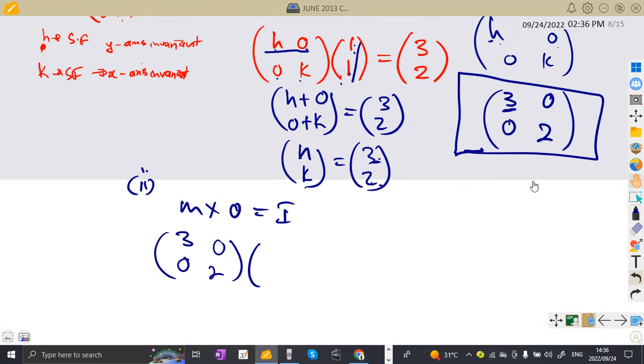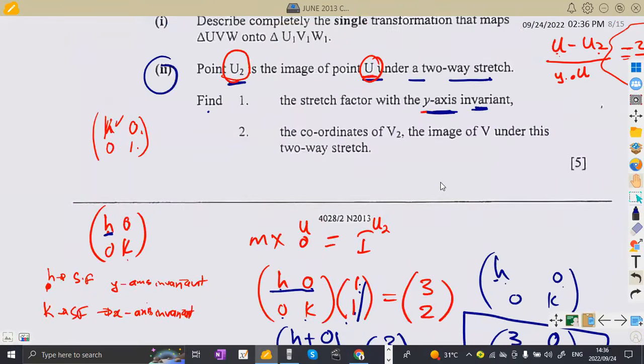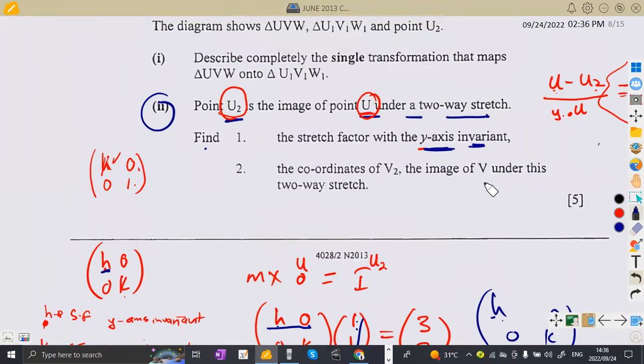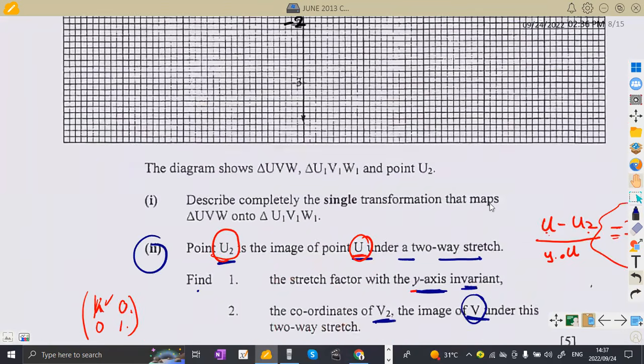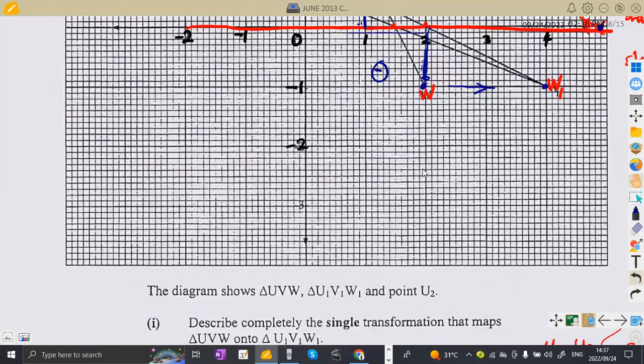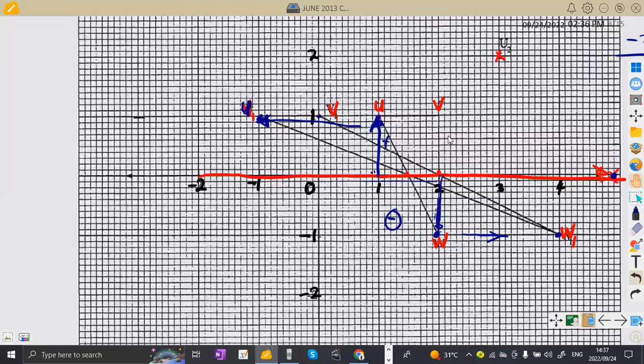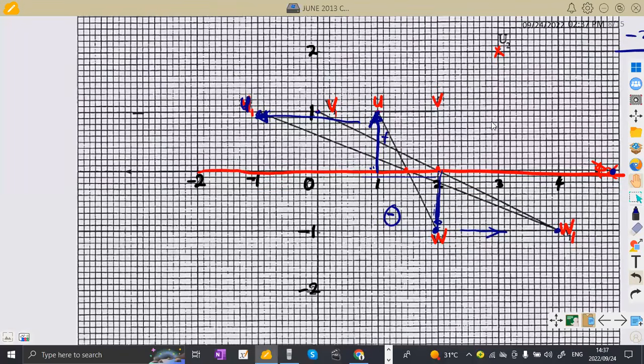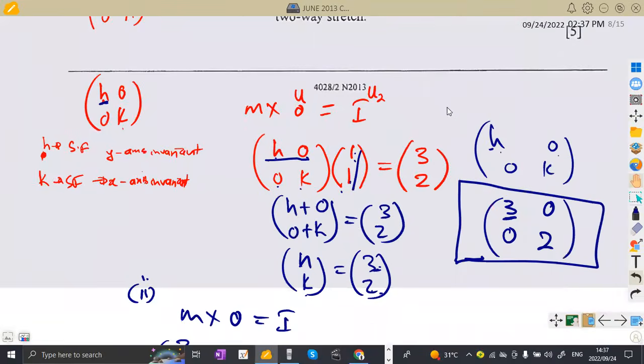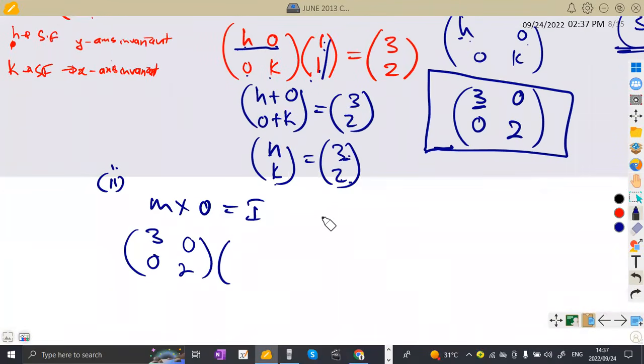Now, which point are we transforming? We are transforming V to give us V2. So we need the coordinate of point V. What is the coordinate of point V? We get back to our diagram here. This was our V originally. Here our V was (2, 1). So we're going to multiply that by the matrix. So our matrix times (2, 1) should give us the image.